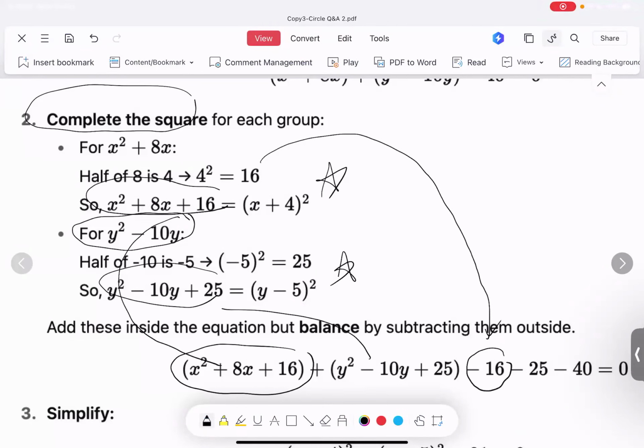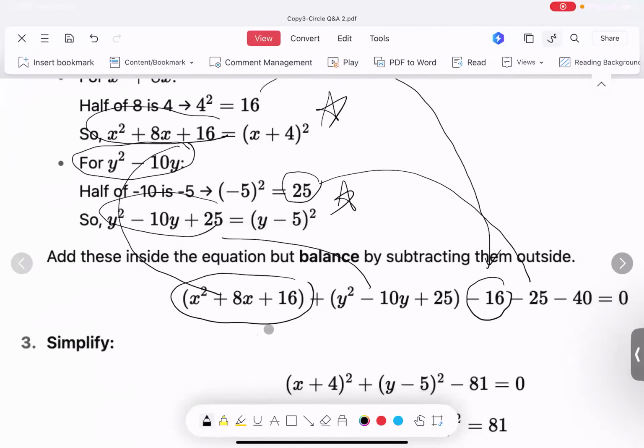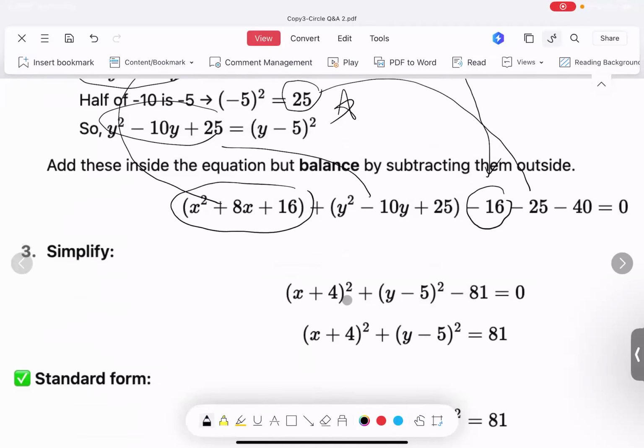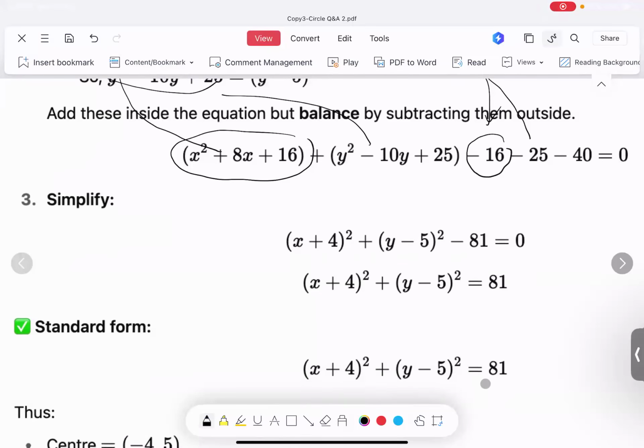Okay, just now we have mentioned add 16 and subtract 16, same as the previous method. And then 25 also the same, minus 25. And then minus 40. Minus 40 is from the equation here. And then after that, you factorize everything, and then you get this. So now it becomes a standard form.